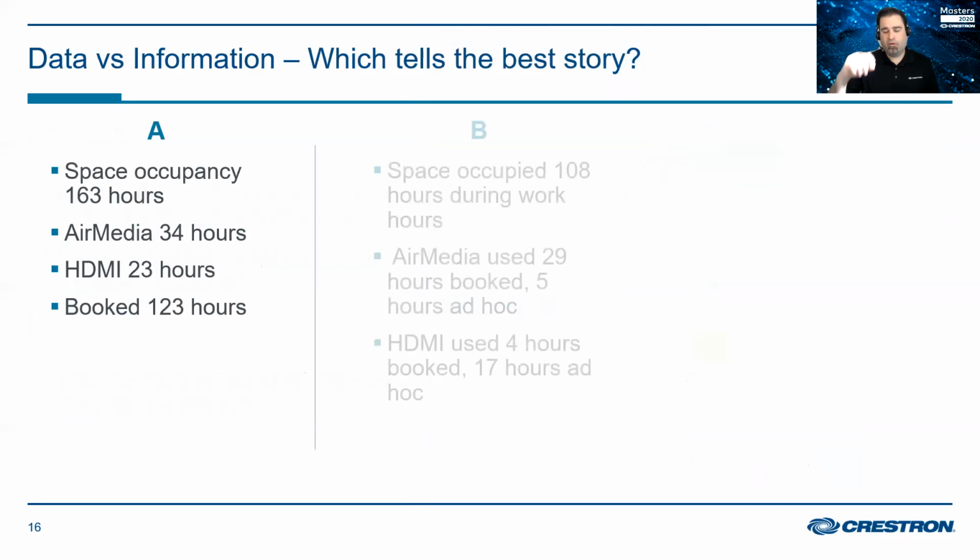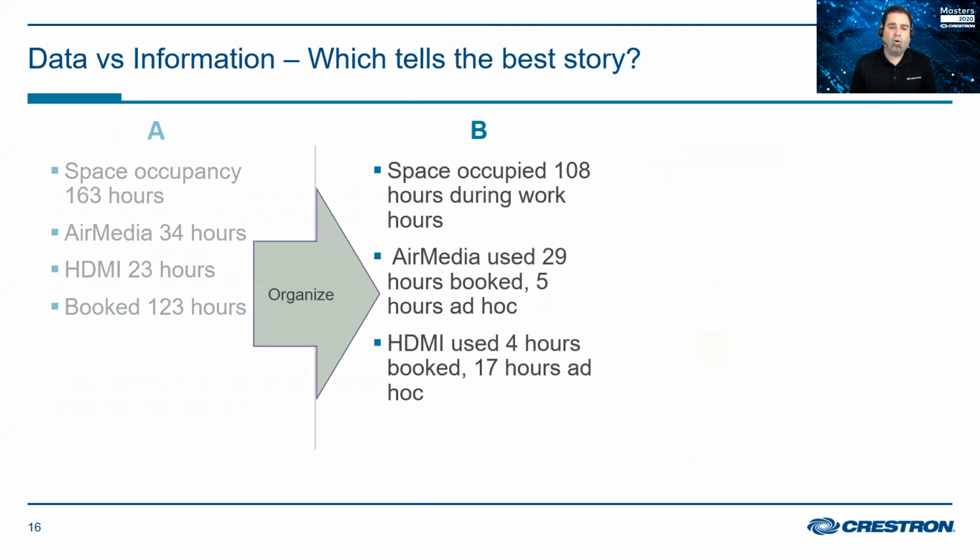So as an example, I have a space that has occupancy for 163 hours. That's just aggregate data, right? It doesn't mean a whole lot. I mean, I can kind of infer some meaning from it if I know a little bit more about the space and the work hours and where it is and things like that. But in itself, it doesn't say a whole lot. And the AirMedia is used for 34 hours and the HDMI is used for 23 hours and the room is booked for 123 hours, right? That's just raw aggregate data, okay?